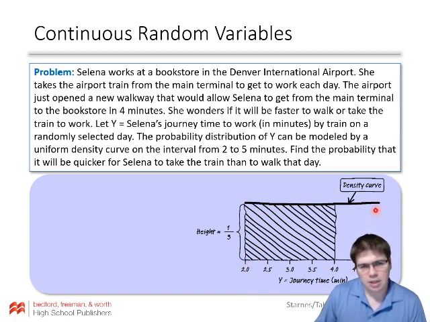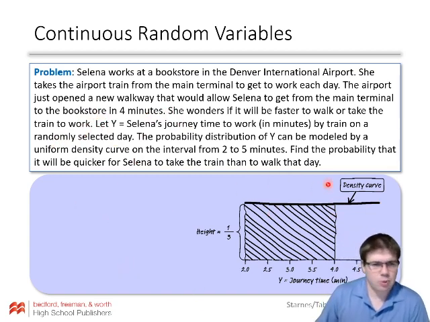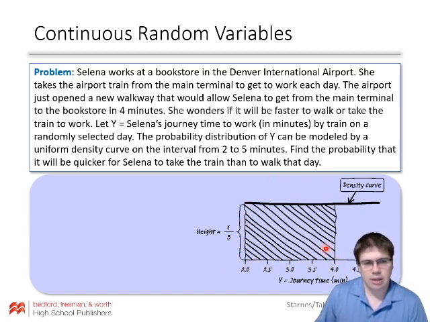Now, we're in particular interested in the area below 4, because remember, there's a way to get there in 4 minutes, so we want to know what's the probability to be there faster than that. So we want to be less than 4, and so that's why we're talking about this portion of the curve, and ultimately we're going to calculate the area of that shaded region. And so that's going to be the probability.